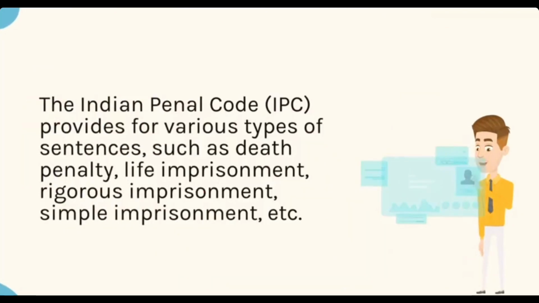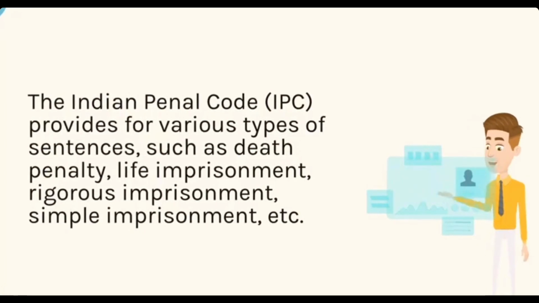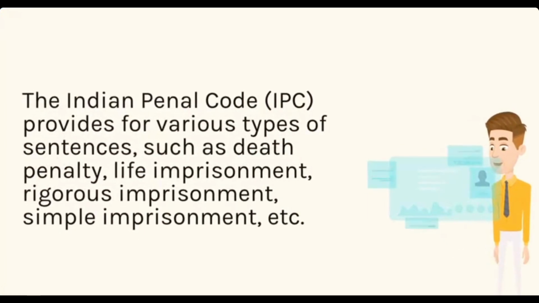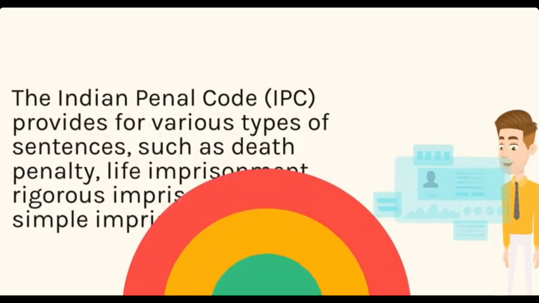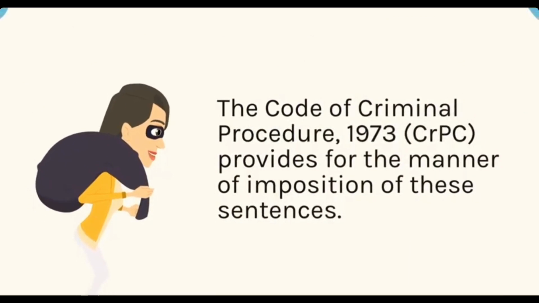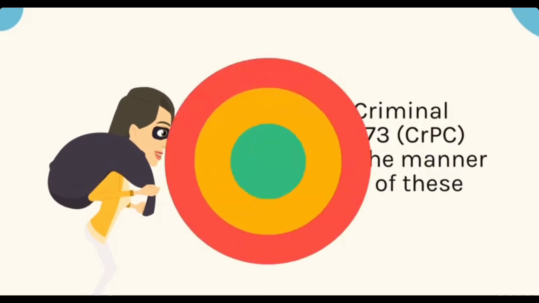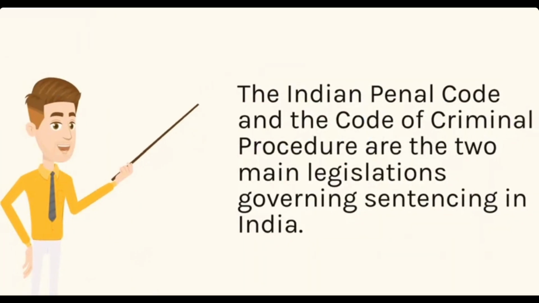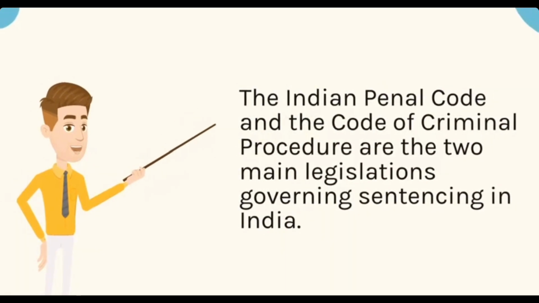The Indian Penal Code (IPC) provides for various types of sentences such as death penalty, life imprisonment, rigorous imprisonment, simple imprisonment, etc. The Code of Criminal Procedure 1973 (CRPC) provides for the manner of imposition of these sentences. The Indian Penal Code and the Code of Criminal Procedure are the two main legislations governing sentencing in India.